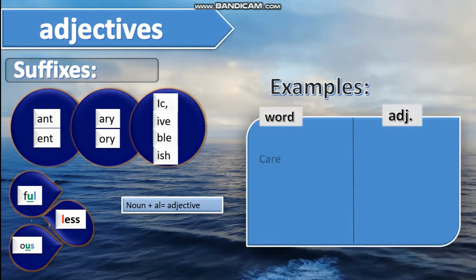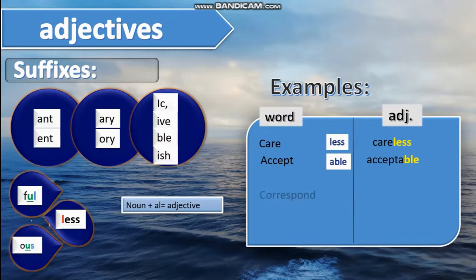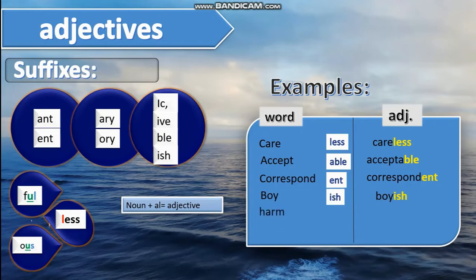Examples. Care, by adding the suffix less, it becomes an adjective, careless. Accept, by adding the suffix able, it becomes an adjective, acceptable. Correspond, by adding the suffix ent, it becomes an adjective, correspondent. Boy, by adding the suffix ish, it becomes an adjective, boyish. Harm, by adding the suffix ful, it becomes an adjective, harmful. Artist, by adding the suffix ic, it becomes an adjective, artistic.